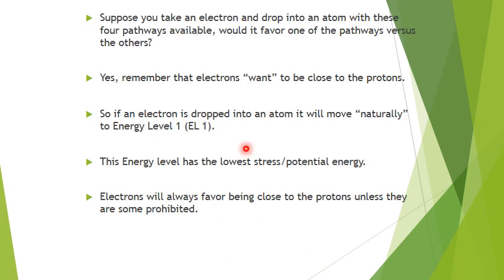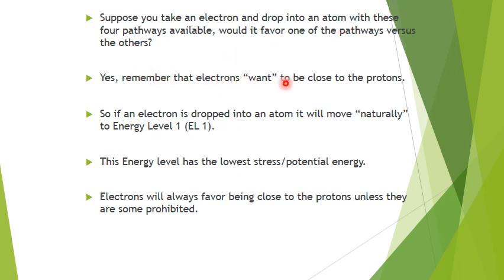Okay, now suppose you take an electron and drop it into an atom with these 4 pathways. Where would it like to go? Is it going to pick energy level 1, energy level 2, energy level 3, or energy level 4? Or does it just pick any of them? Yes, it's very specific which one it's going to pick.